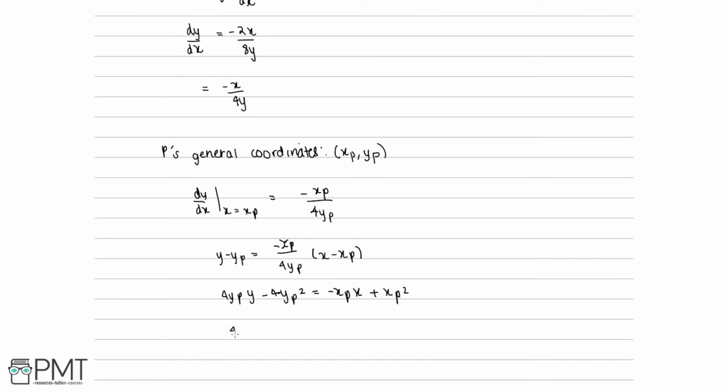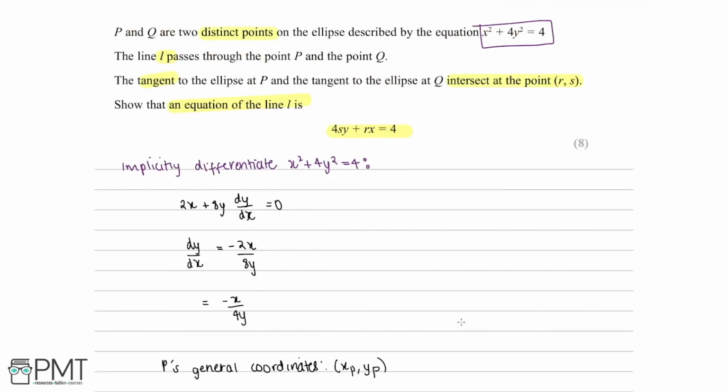So we will have 4ypy plus xxp is equal to 4yp squared plus xp squared. Now look on the right hand side. 4yp squared plus xp squared is oddly similar to the equation of our ellipse, x squared plus 4y squared is equal to 4. In fact, it's exactly the same, except that we've substituted in our coordinates xp and yp into our equation of the ellipse.